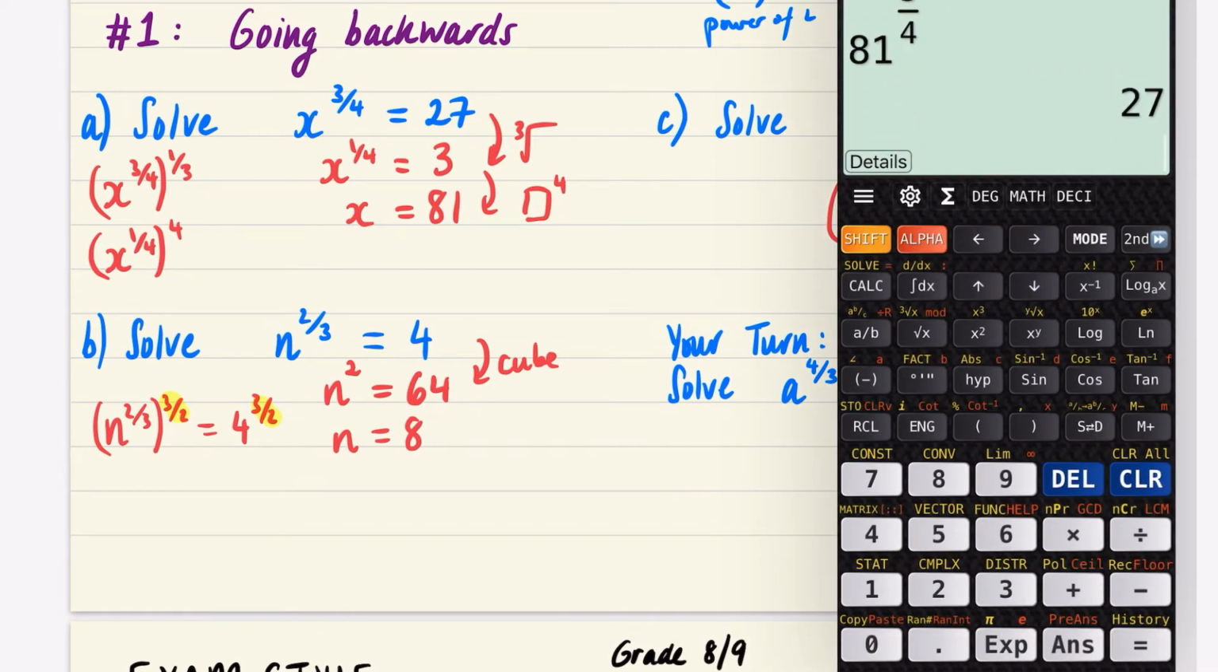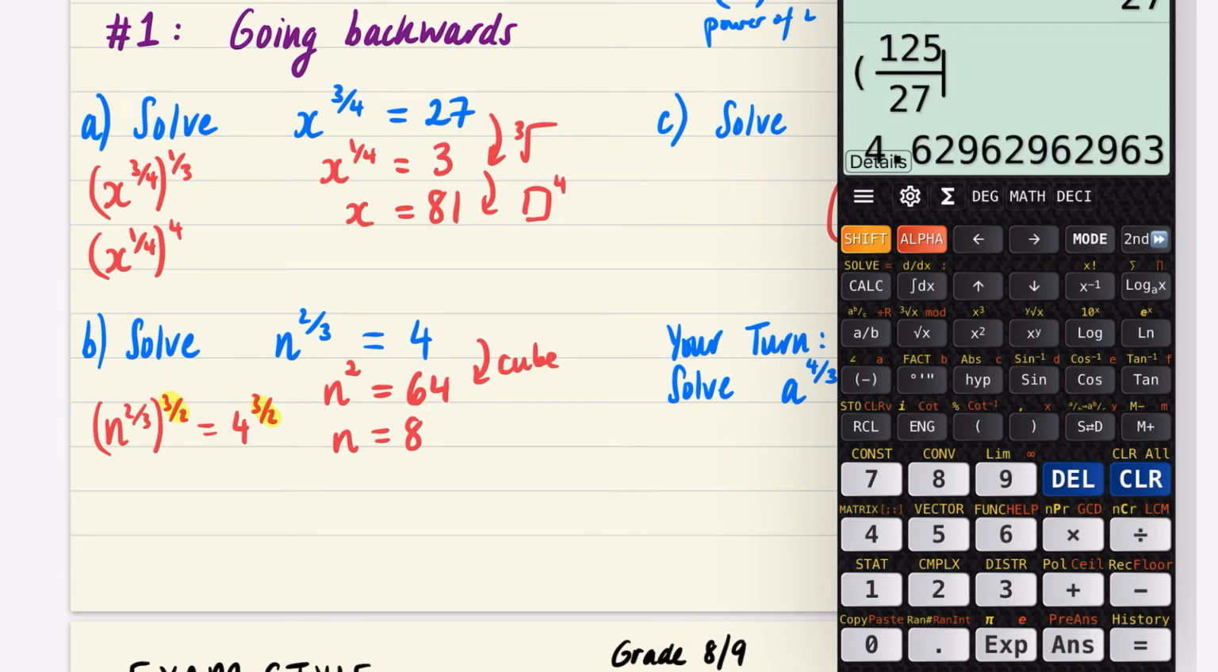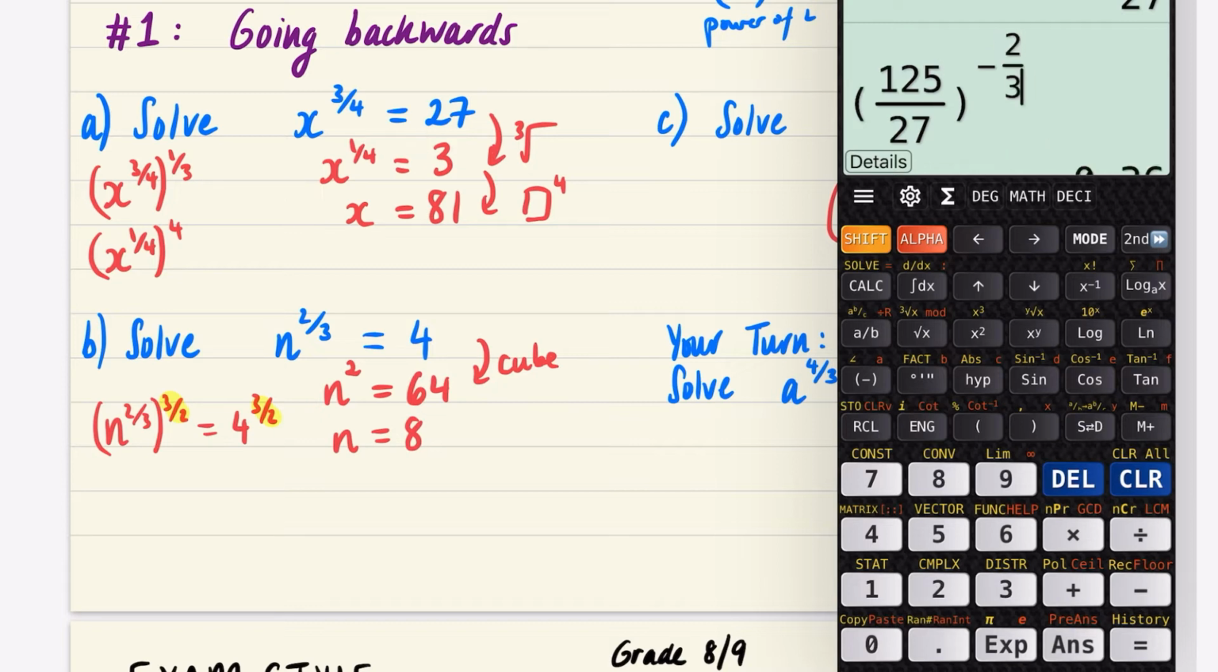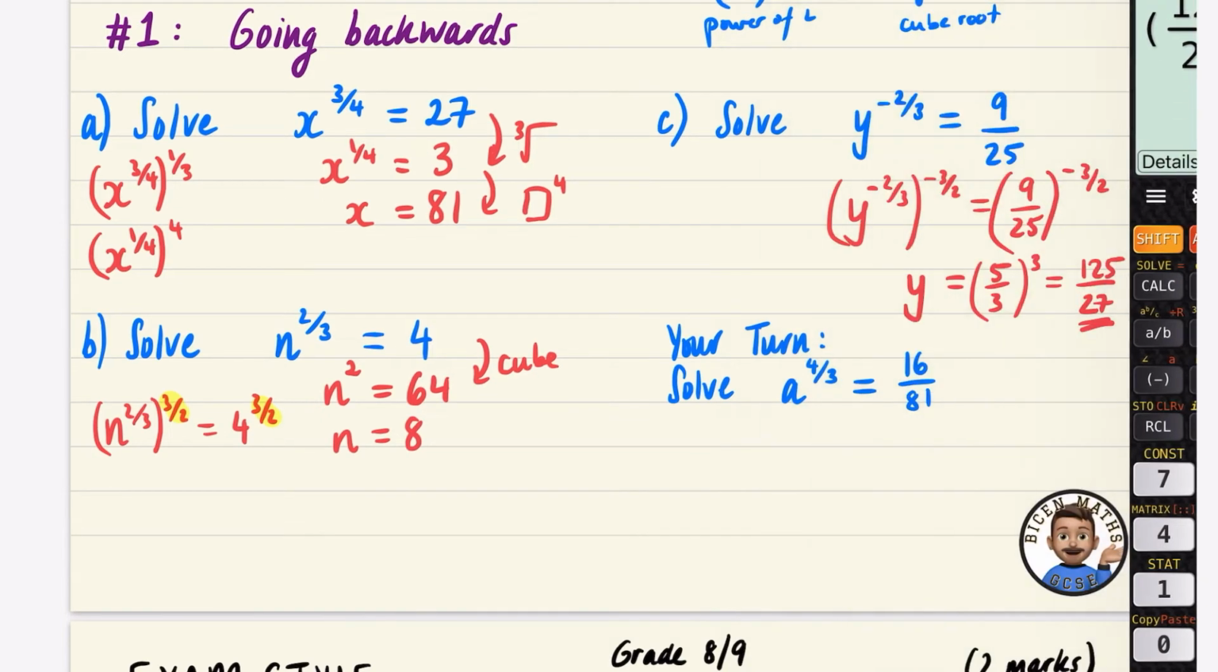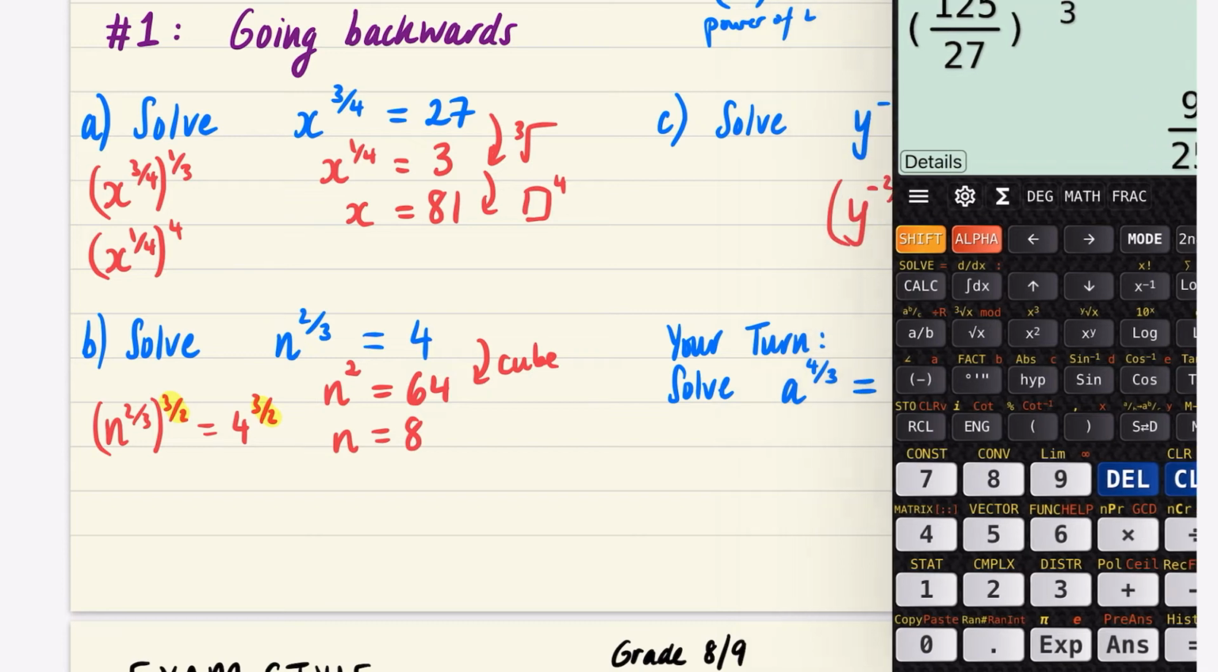I'll show you that it works. If I do 125 over 27, and I do it to the power of, I believe it was minus 2/3. I don't think I pressed the power button. There we go, minus 2/3. We get 0.36, and 0.36 is 9 over 25.